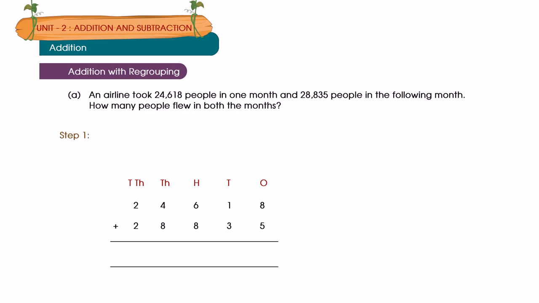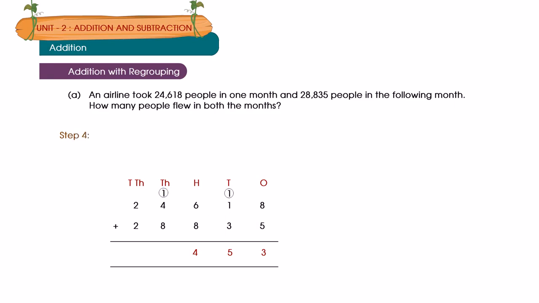Step 1. Add the ones and regroup. 8 plus 5 is equal to 13 ones, which is equal to 1 ten 3 ones. Step 2. Add the tens. 1 plus 3 plus 1 is equal to 5 tens. Step 3. Add the hundreds and regroup. 6 plus 8 is equal to 14 hundreds, which is equal to 1400.